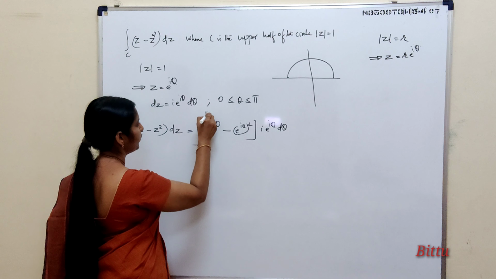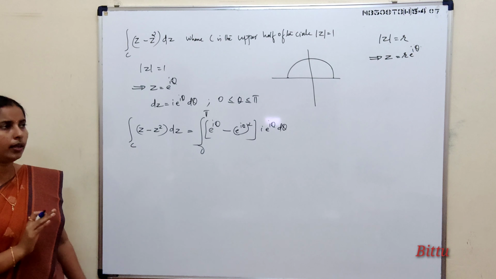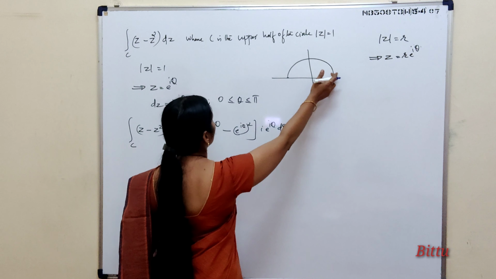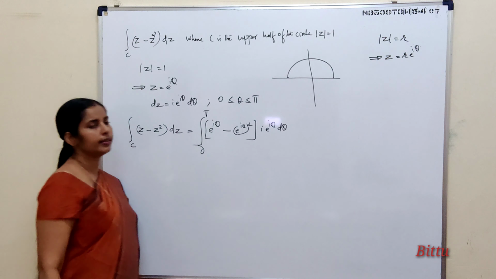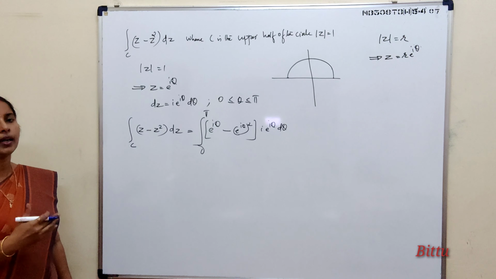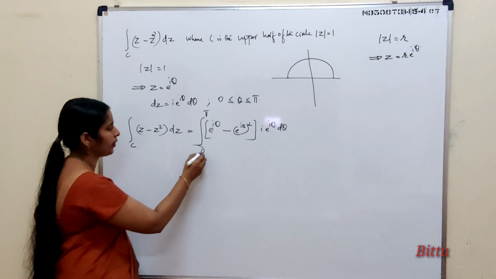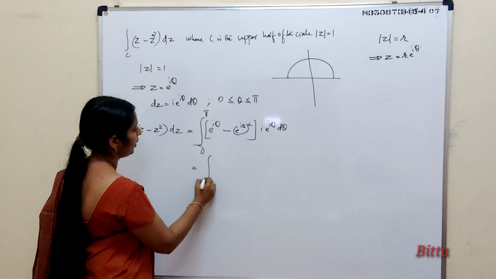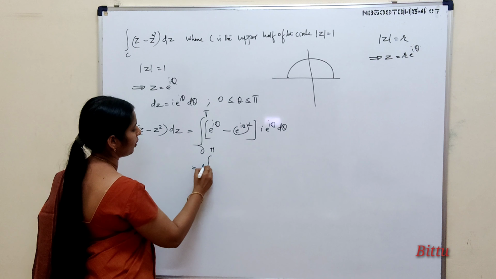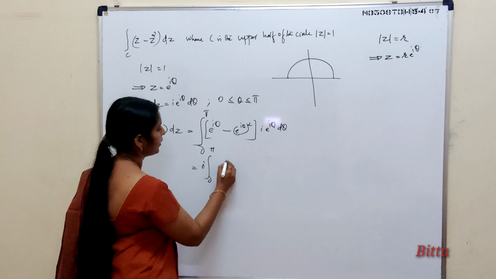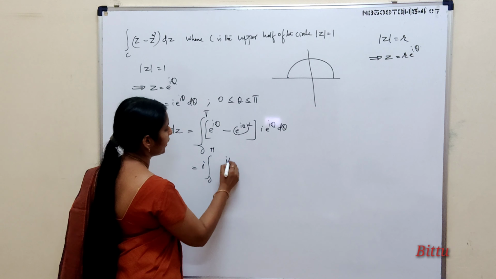Theta varies from 0 to pi, because we have to integrate only over the upper half of the circle. We are integrating along a semicircle which lies in the upper half of the plane. That's why it is 0 to pi. Here i is a constant, so you take it outside. It is e raised to i theta minus e raised to 2i theta, into e raised to i theta d theta.